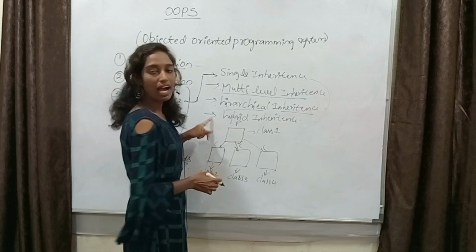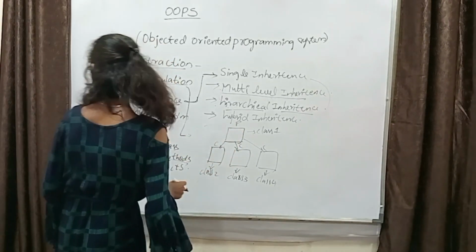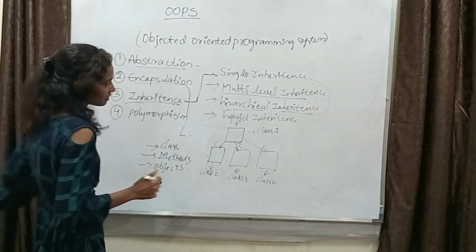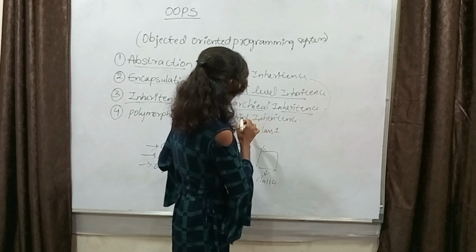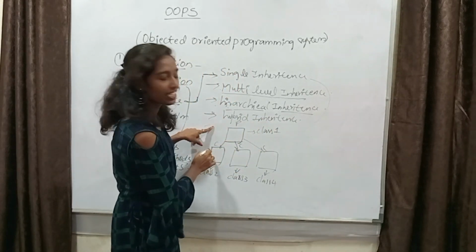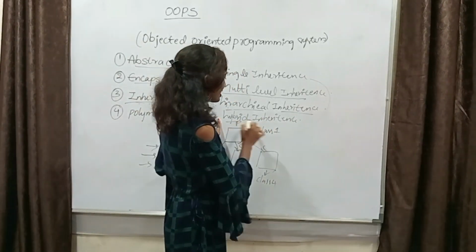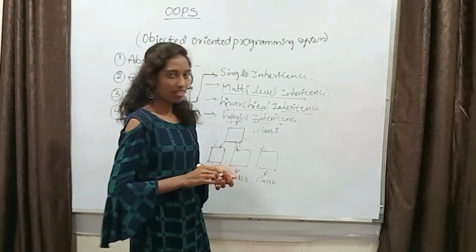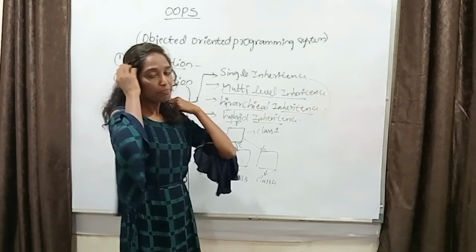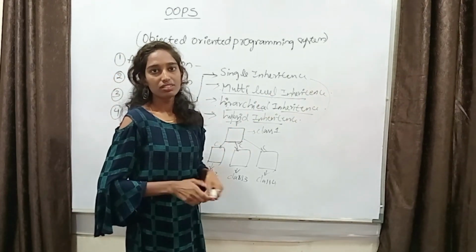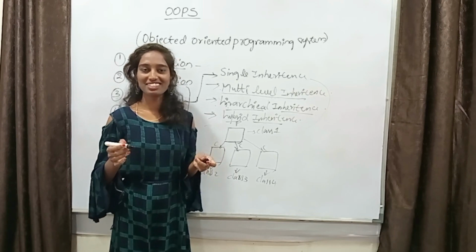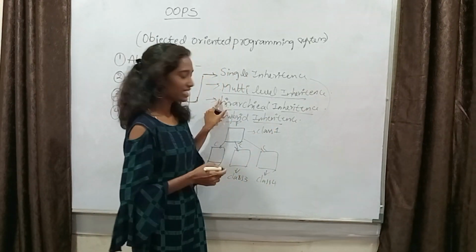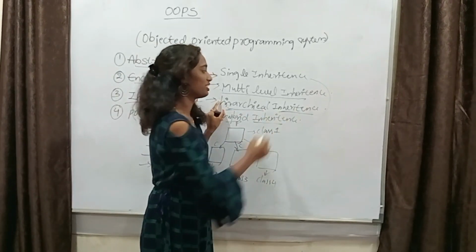This is called hierarchical inheritance. And last one is hybrid inheritance. In hybrid inheritance, it is a combination of 2 or more inheritance.